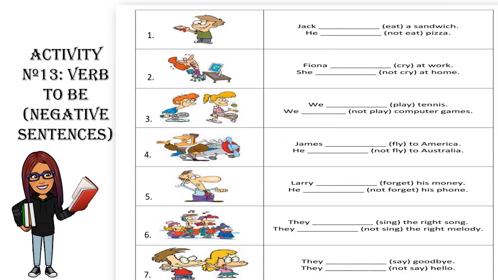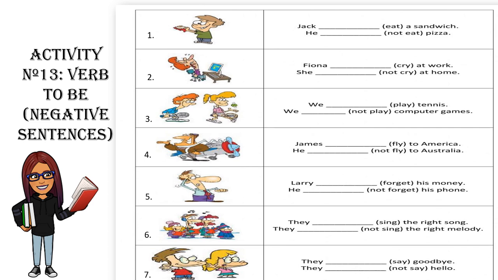english.cmhn@gmail.com. Activity number 13, verb to be, negative sentences. Number 1, Jack eat a sandwich. He not eat pizza. Number 2, Fiona cry at work. She not cry at home.